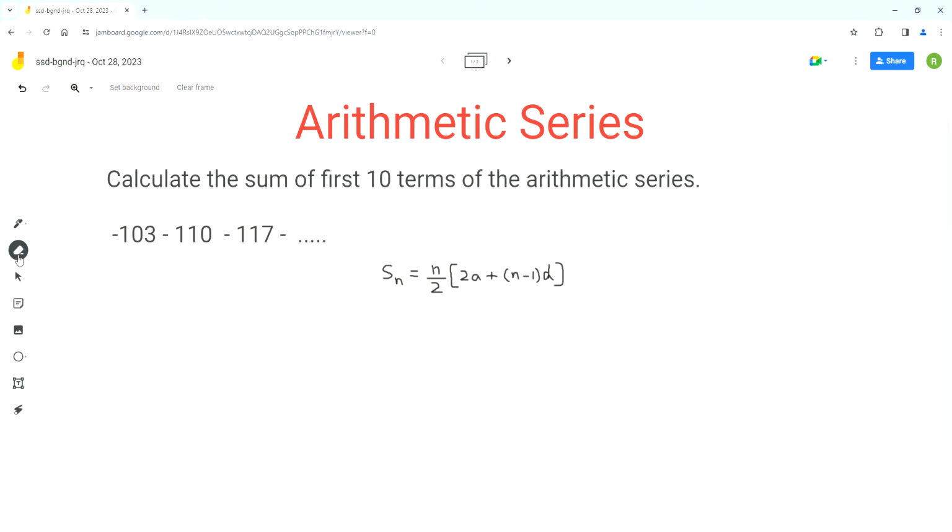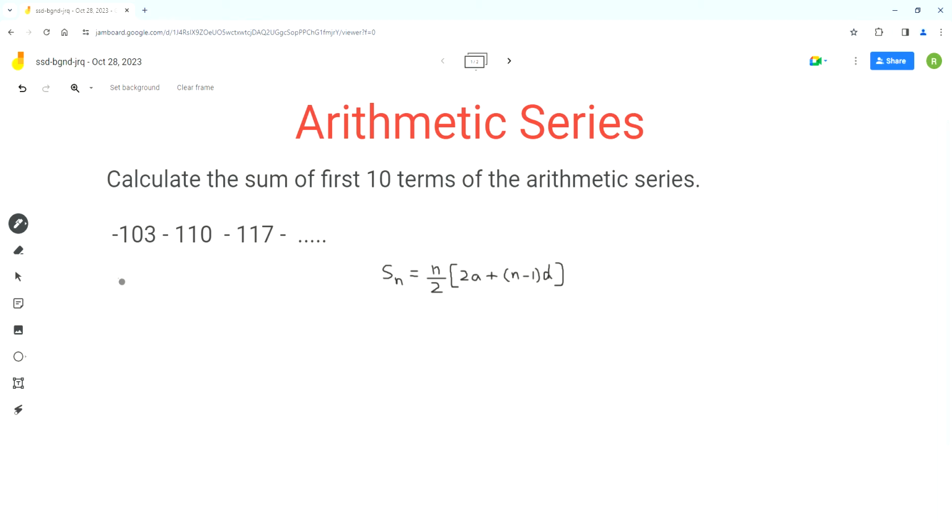In this formula, S of n represents the sum of n terms of an arithmetic series, n is the number of terms, a is the first term in the arithmetic series, and d represents the common difference for the arithmetic series. We should start by listing the values of the variables that appear in this formula for this arithmetic series.